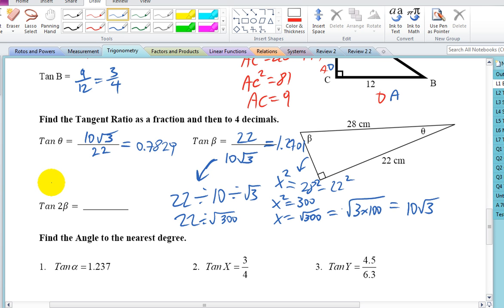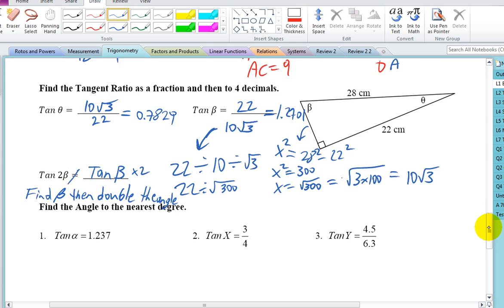Okay, so tan 2 beta. This does not equal tan beta times 2. Okay, it doesn't equal that. What you have to do first is find beta, then double the angle. We haven't found the angle yet. We're going to do that in a second. So I just want to let you know, you don't take this number here and times it by 2. That's not how it works. Okay.